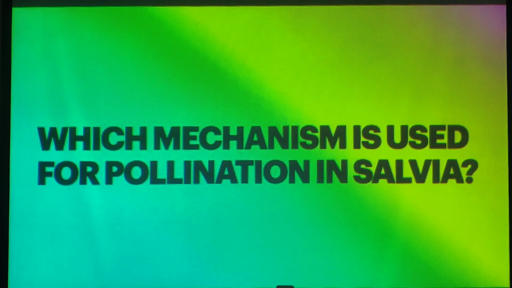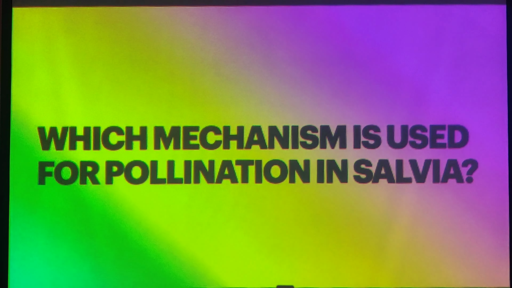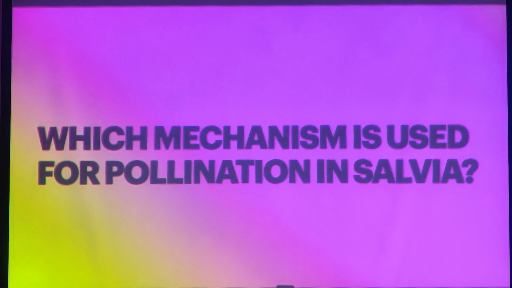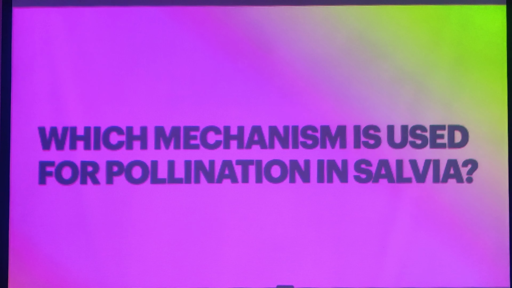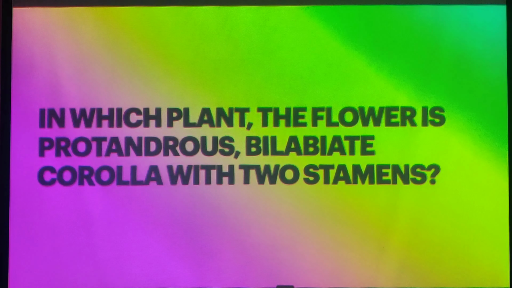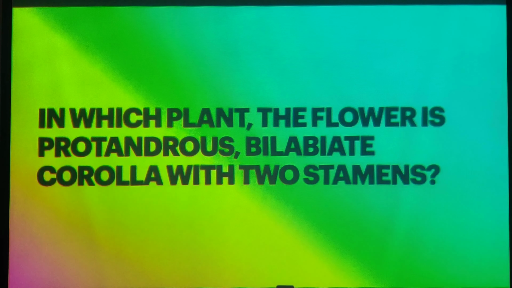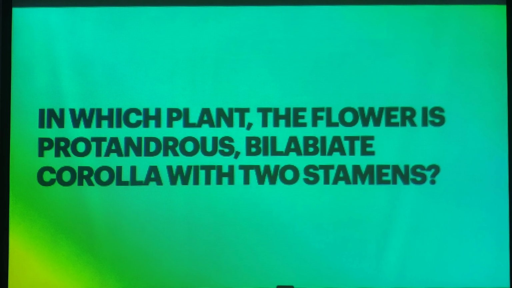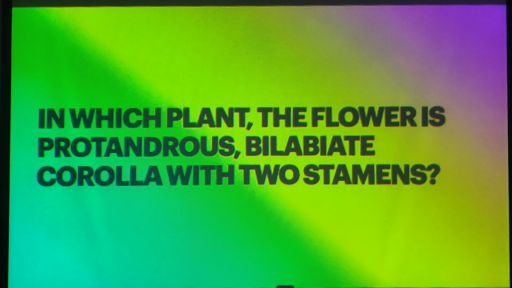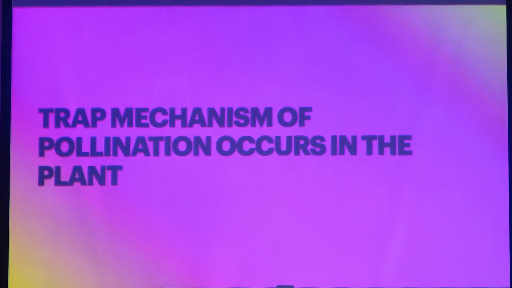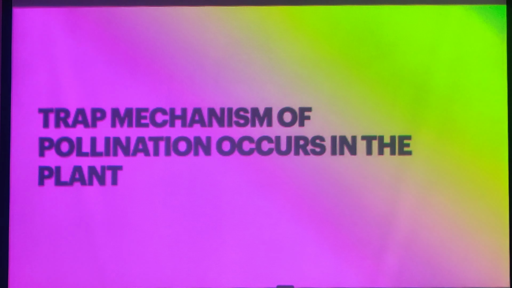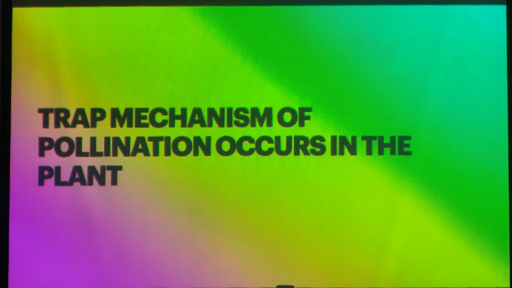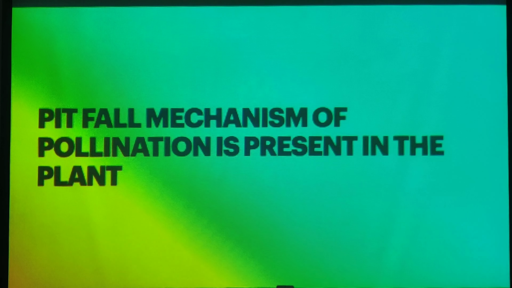Which mechanism is used for pollination in Salvia? Lever mechanism. In which plant is the flower protandrous, bilabiate, corolla with 2 stamens? Salvia. Trap mechanism of pollination occurs in the plant Aristolochia.